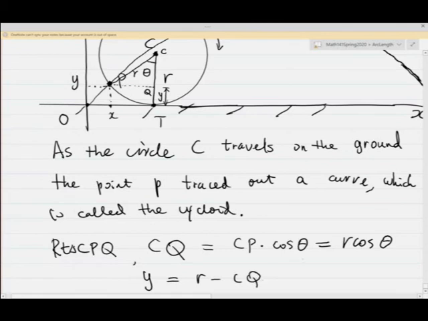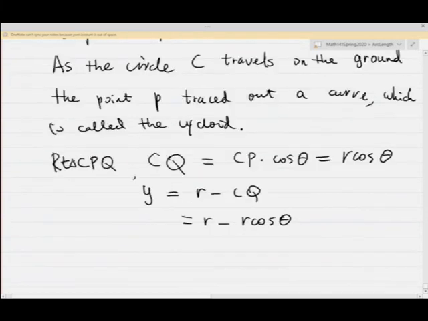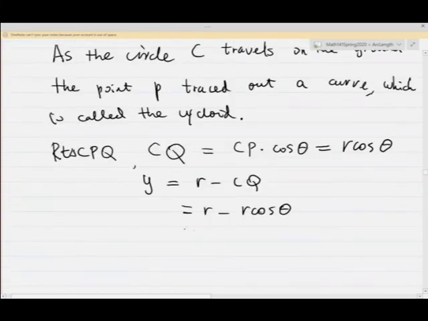If Y goes beyond the radius, then CQ will be negative. So Y is R minus R cosine theta. If you factor out the constant R, Y is R times (1 minus cosine theta). How do you find X?